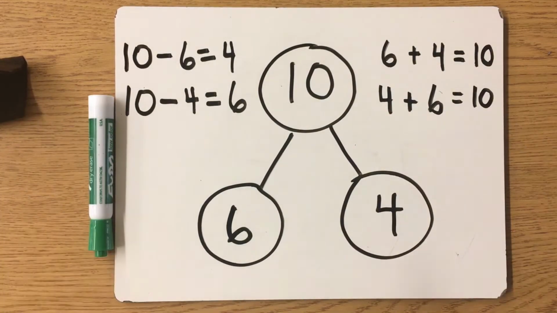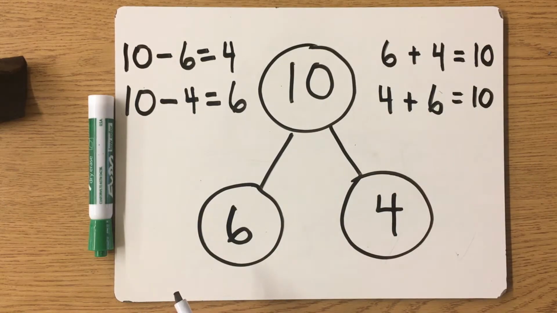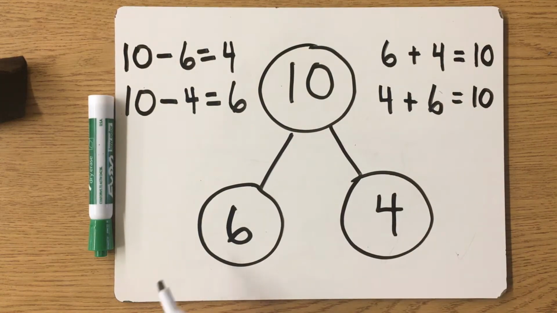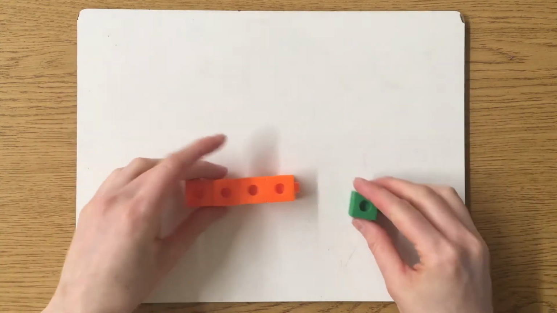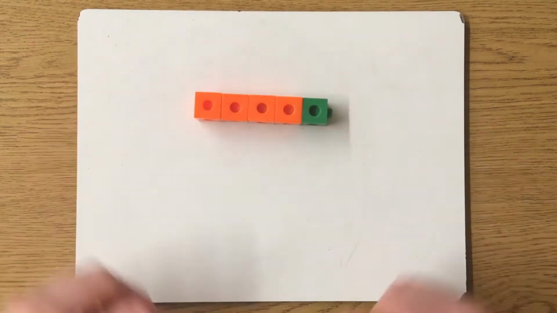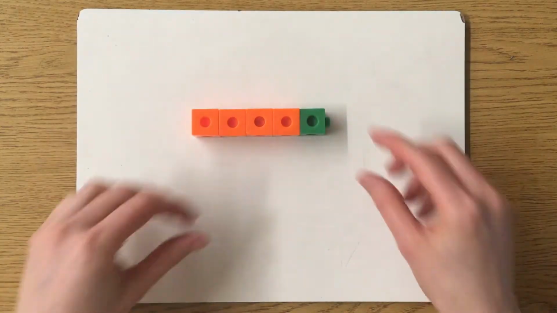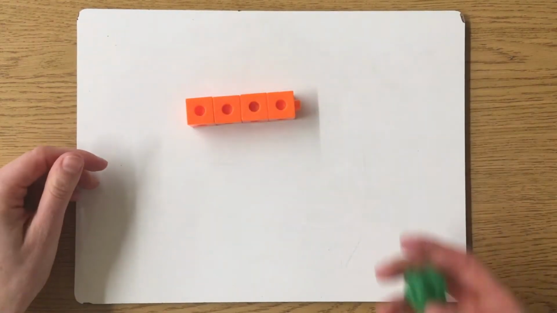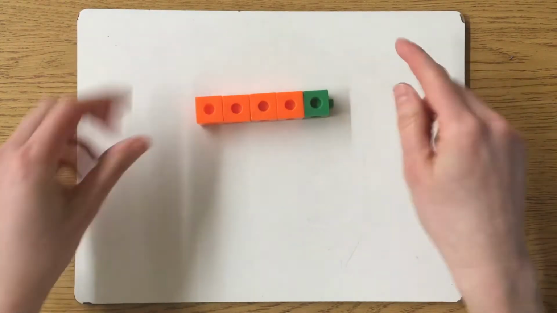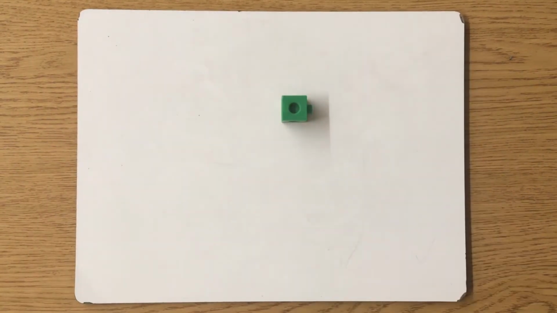These equations create something called a fact family. These addition and subtraction facts are connected. They're related. They have the same numbers and the same number bond. Let's review. Part plus part equals whole group. Whole group, take away one of the parts, equals the other part.